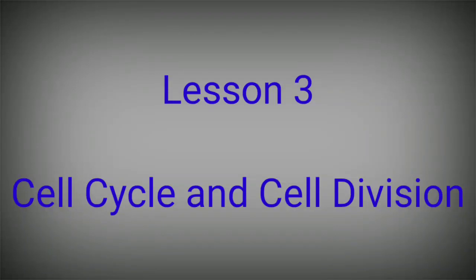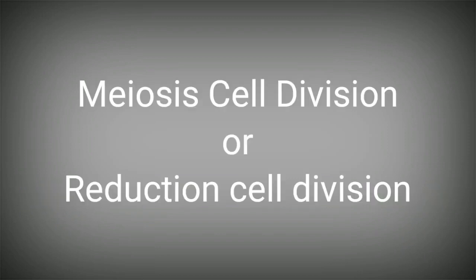This is lesson 3, chapter cell cycle and cell division. Students, in this video, I will discuss the second type of cell division. This is called meiosis cell division, and it is also called reductional cell division.